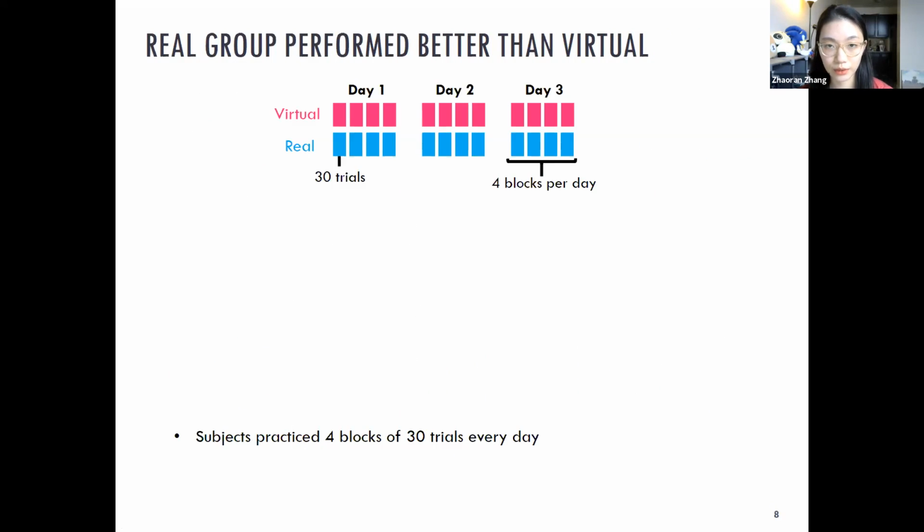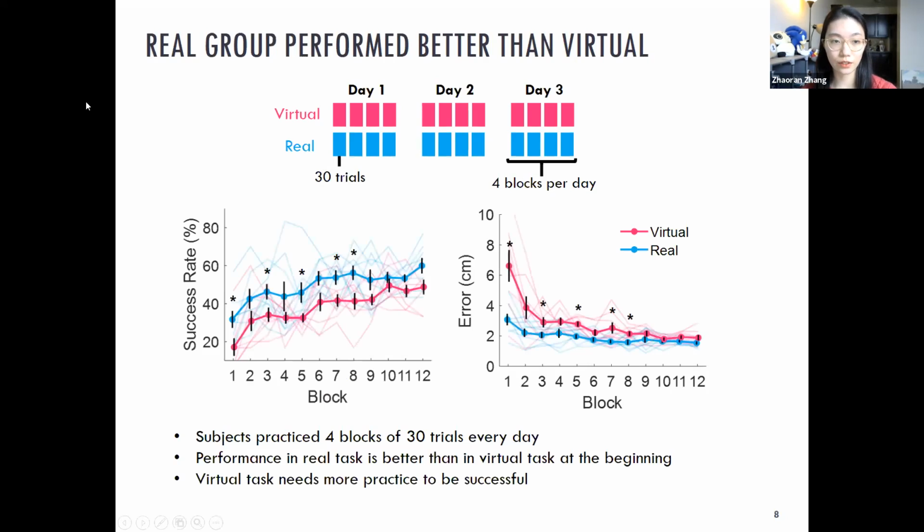16 subjects were recruited and divided into 2 groups. Each of them practiced 4 blocks of 30 trials every day, continuing for 3 days. Let's first take a look at the success rate, or hitting rate, and average error. With 3 days, 12 blocks of practice, both groups are getting better and getting lower error. The virtual task has higher error, especially at the beginning of the practice, but at the end of day 3, the virtual performance catches up with the real. So that means the virtual task needs more practice to be successful compared to the real task.